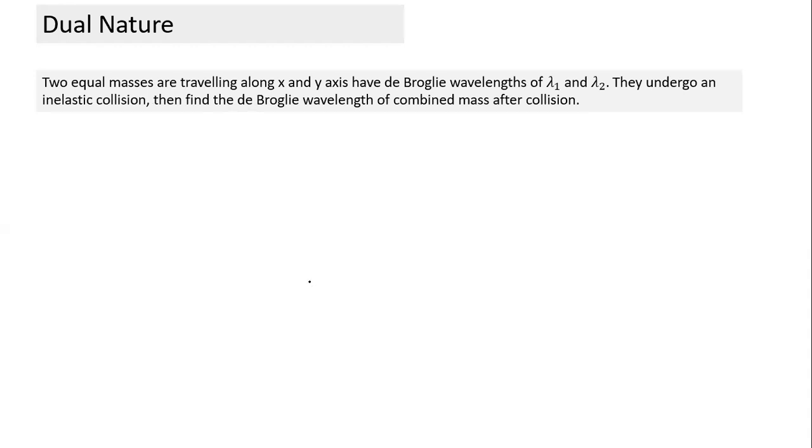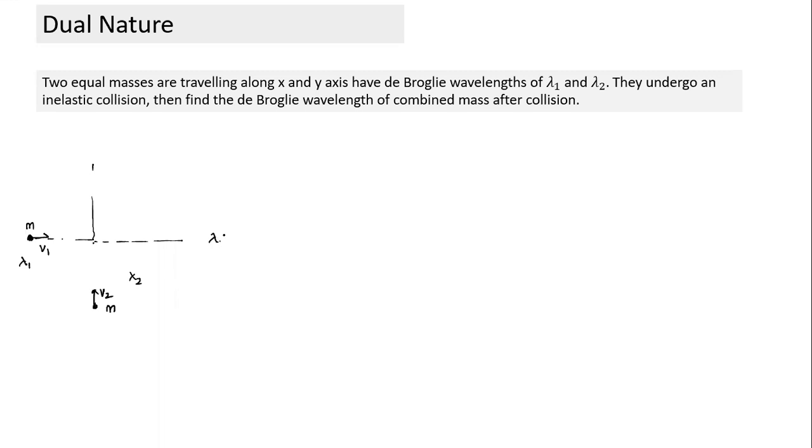I can do one more question. This is a very interesting question, and perhaps it makes you understand something else also. Just read the question. Two equal masses traveling on the x and y axes have de Broglie wavelengths lambda 1 and lambda 2. Let me visualize what is happening here. So the two axes and two equal masses. This mass m is moving with velocity v1, and this mass is moving with velocity v2. They move along the x and y axes, and with their momentum, they have de Broglie wavelengths lambda 1 and lambda 2.